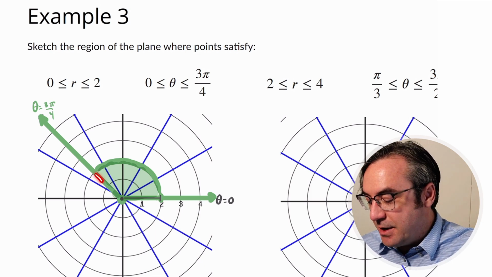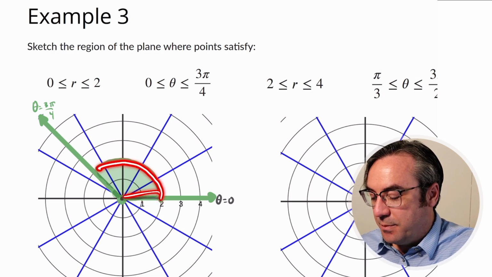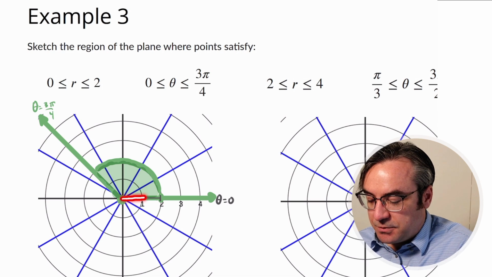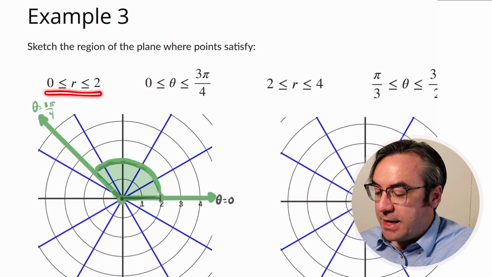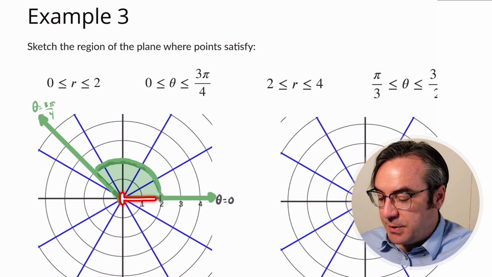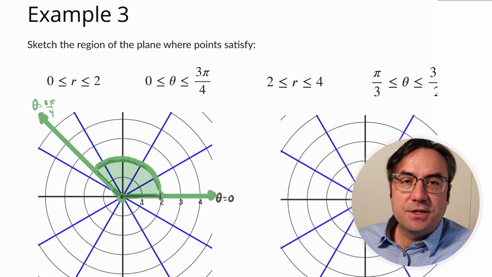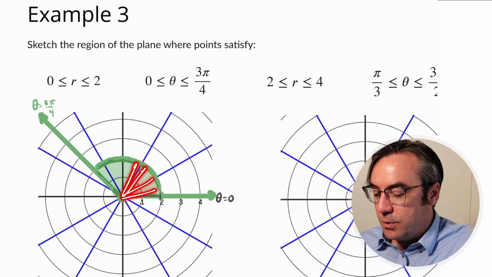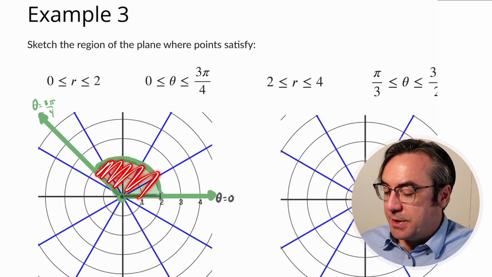So not only do we end up with the points on the edges, but we also end up with all the points inside the middle here. Again, we start at our starting ray, theta equals 0, and only look at the section of that ray where r is between 0 and 2. Then theta equals 3 pi over 4 tells us where we stop. So we let it sweep around counterclockwise, and the ending ray tells us where to stop. And we end up with a polar region.